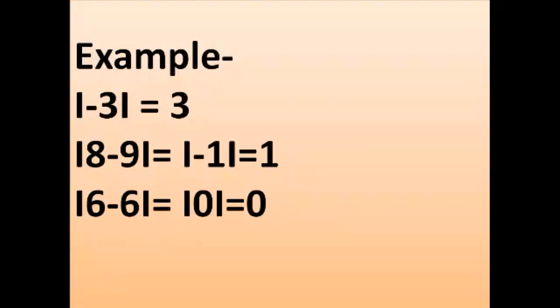So as you can see in this example, -3 will be converted into +3. 8 minus 9 is -1, and -1 when converted into absolute value is 1. 6 minus 6 is 0, and 0 always remains 0. Also, the corresponding positive and negative integers have the same absolute value.